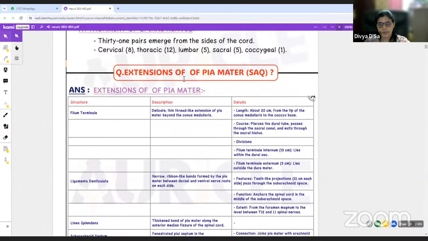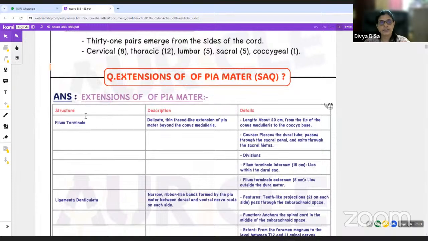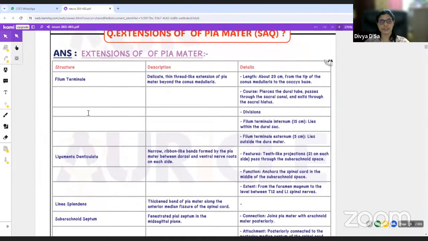Next important are the extensions of the pia mater. The pia mater, which covers the spinal cord, has some extensions. This is asked as a short-note question. The first one is the filum terminale. What is the filum terminale? It is a thin thread-like extension of the pia mater beyond the conus medullaris.